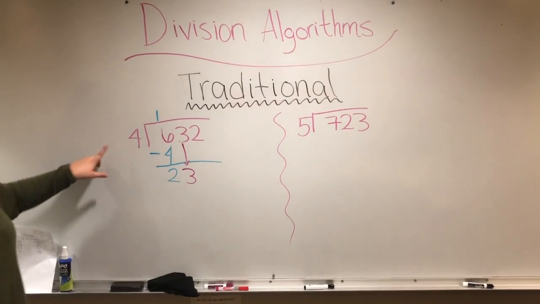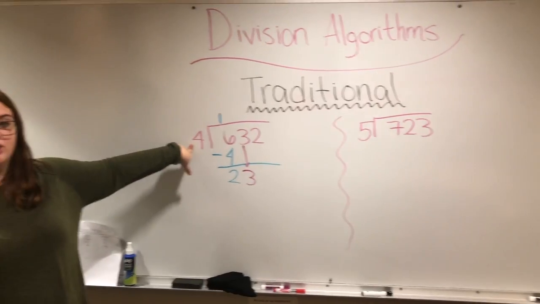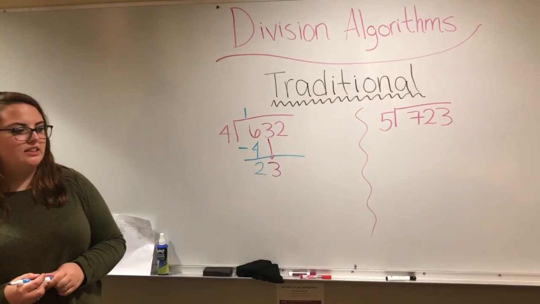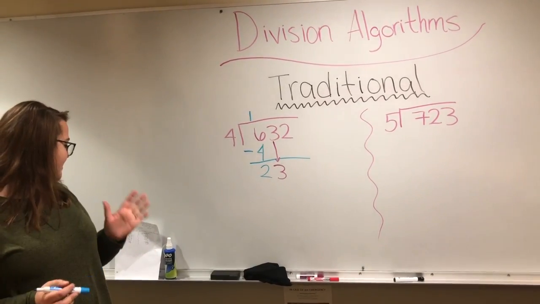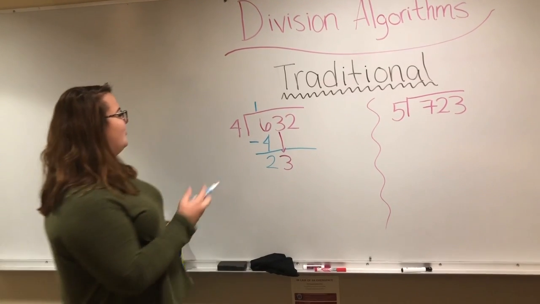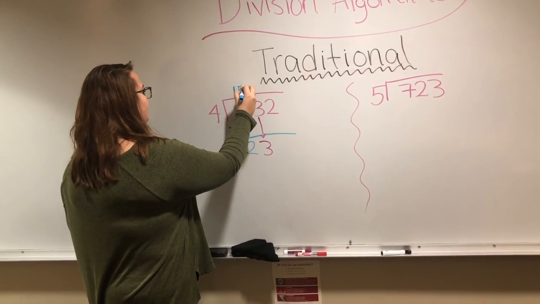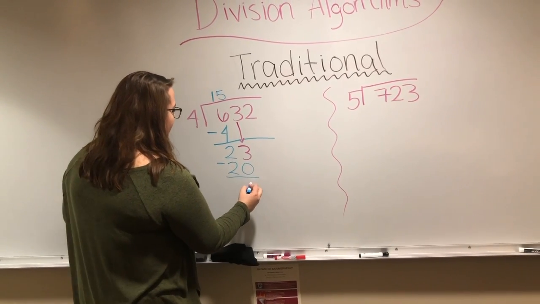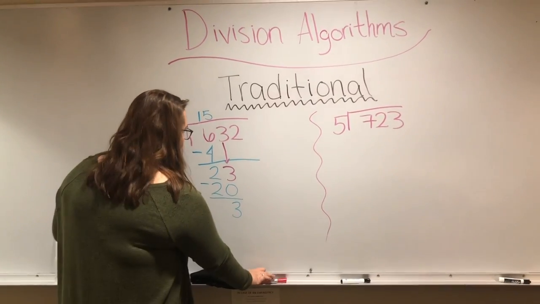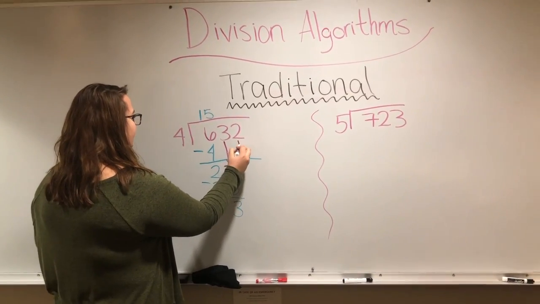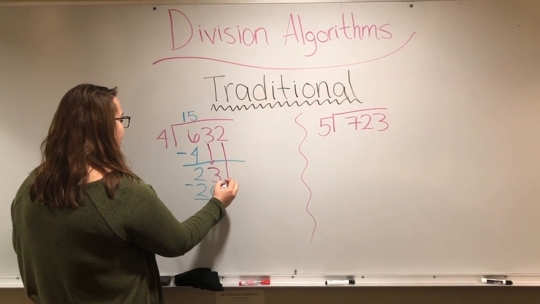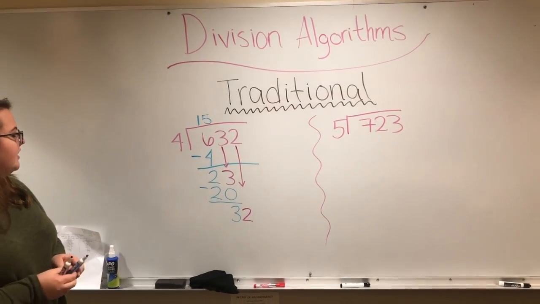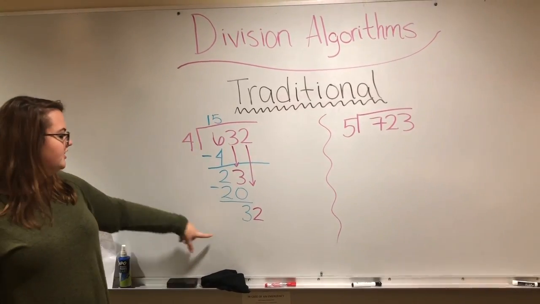So this time we're doing the same thing. How many times do I think that 4 goes into 23? Let's think. I know that 4 times 5 is 20. And so we're going to do 5 up here and minus 20. And we have our 3 left over. So we have our 2 left down here, and we're going to draw an arrow to bring that 2 down. So we have 32. So now we have to think, how many times does 4 go into 32?